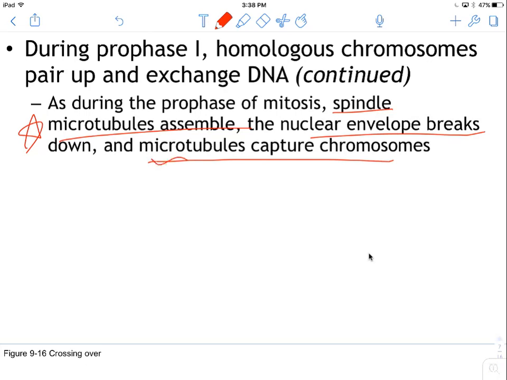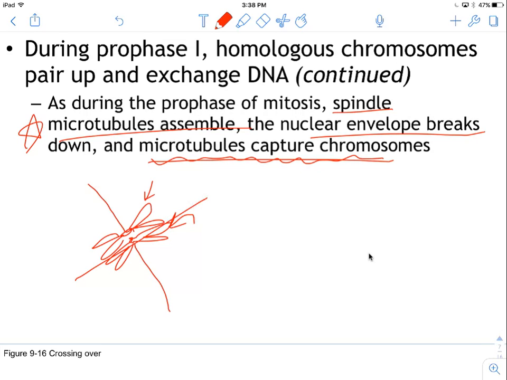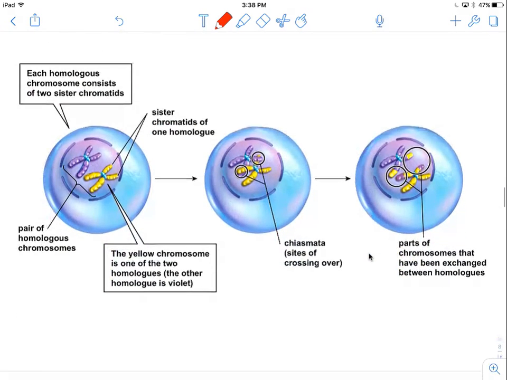So when the microtubules grab the chromosomes, because we have our homologous pair of chromosomes next to each other, microtubules grab each side of the homologous pair. So this microtubule grabs this one, and this microtubule grabs this one. So when the microtubules pull towards the poles, they're actually going to separate the two chromosomes in the pair.